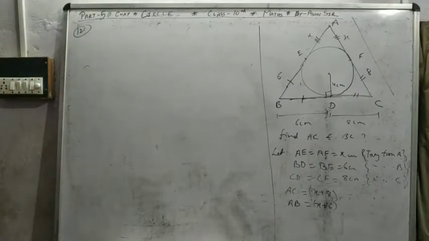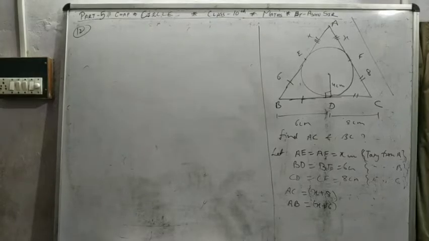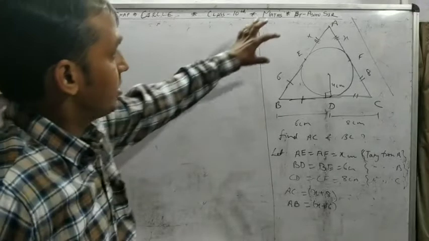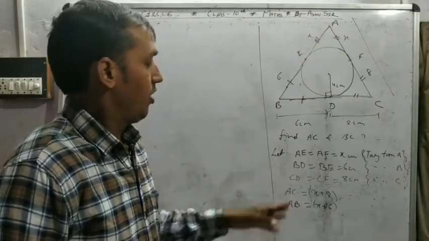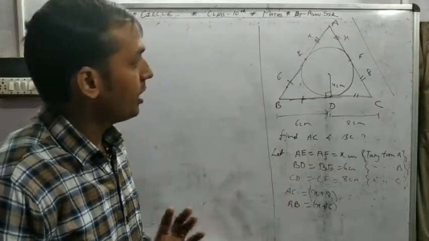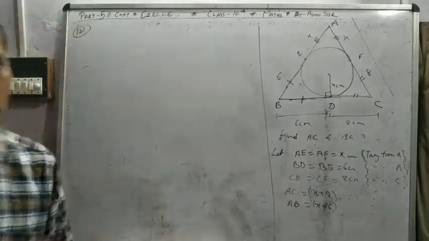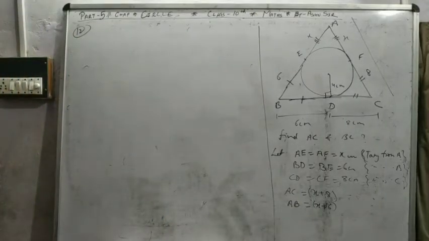Means if we only find the value of x, we get AB and AC. I hope you understand what the question says. So if we only find the value of x, you get the value of AC and AB. So my main motive in this question is finding x. So let's firstly understand the figure, then we solve again.